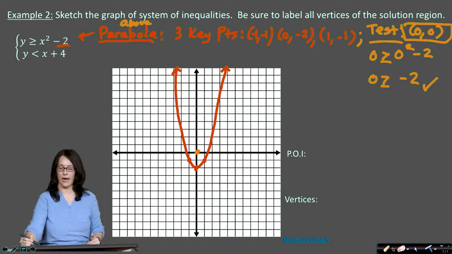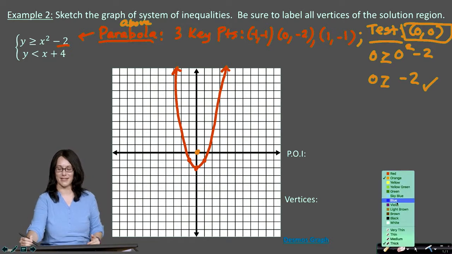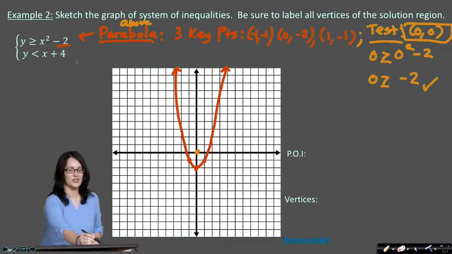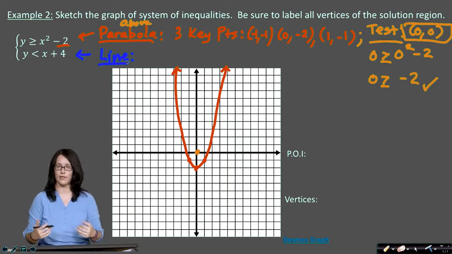Okay, now we're heading over to our second constraint. It's a lot nicer for many of us. This constraint is y is less than x plus 4. That's a line, isn't it? Would this line be solid or dotted? Meaning, do I include the points on the line as my solutions or not? I would not include them. This is a dotted line because it's strictly less than the line.